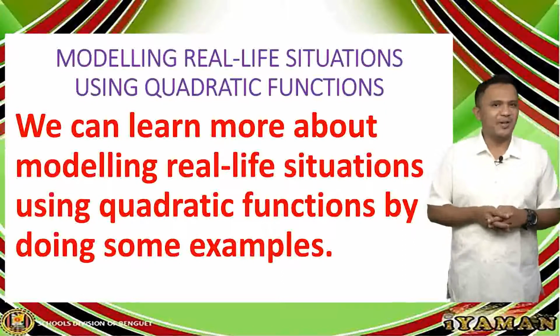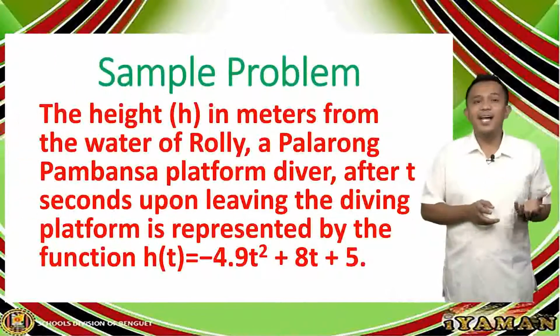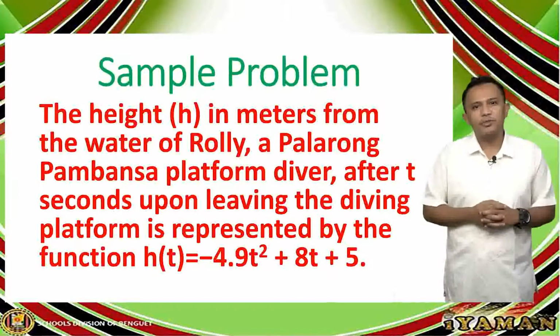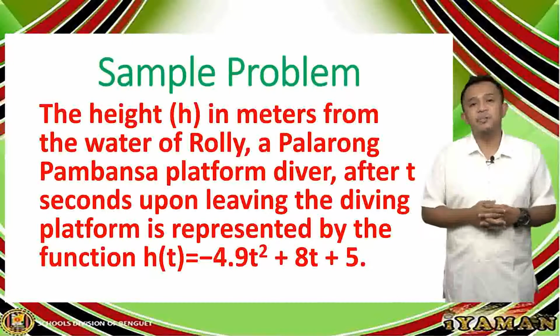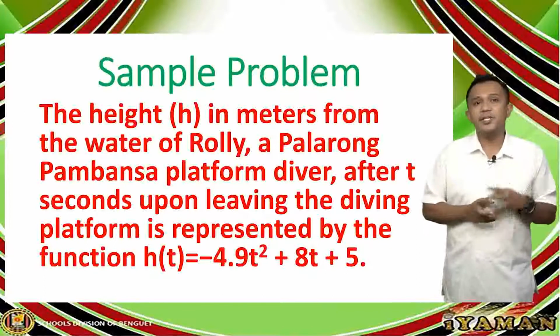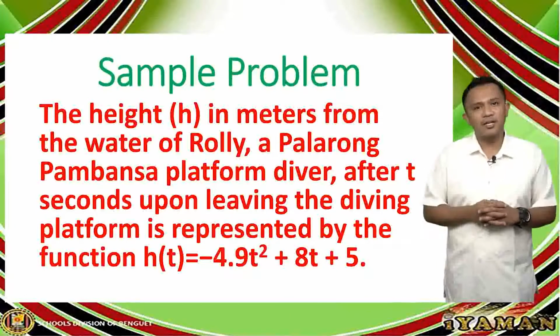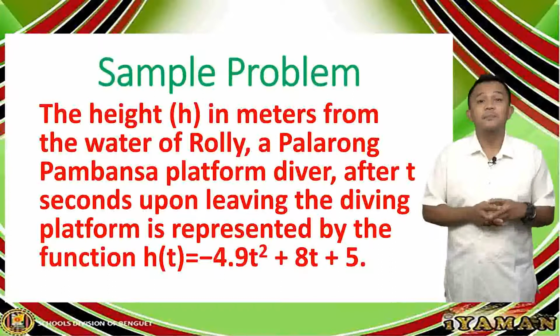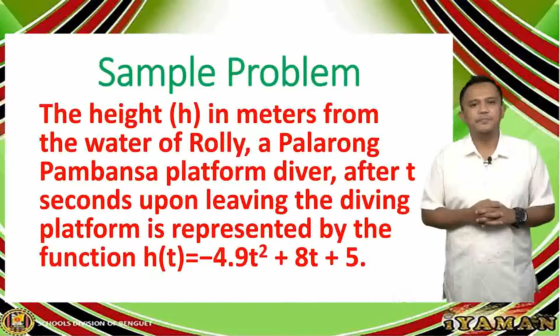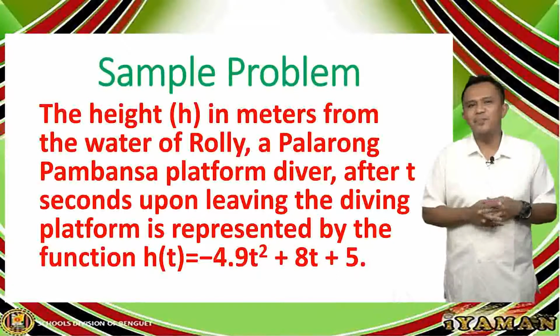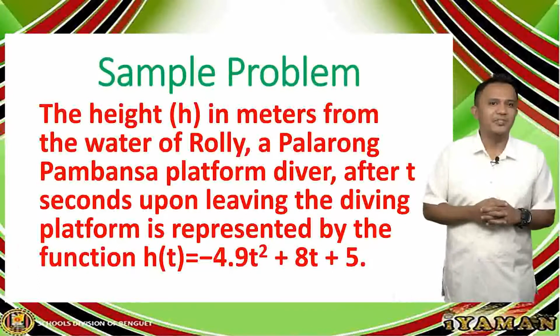So, let us try this problem. The height h in meters from the water of Rolly, a Palarong Pambansa platform diver, after t seconds upon leaving the diving platform is represented by the function h of t equals negative 4.9 t squared plus 8t plus 5. With that problem, we will try to answer the following questions.